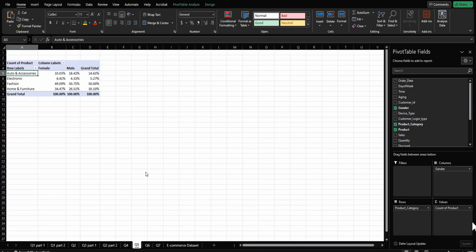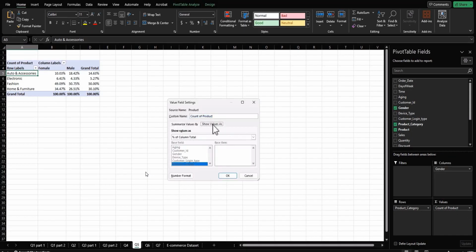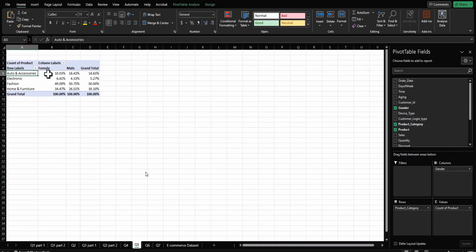What I found is, I'm also showing the values as percent of column total. There's a good reason for that, because I'm looking at these sort of intra set statistics, intra percentages. So for my grand total over here, I have almost 15% of sales are auto and accessories, a little over 5% of sales are electronics, exactly 50% of sales are fashion, and slightly over 30% are home and furniture. But if I look at them from the gender categories, I see that there is a little bit of a difference here.